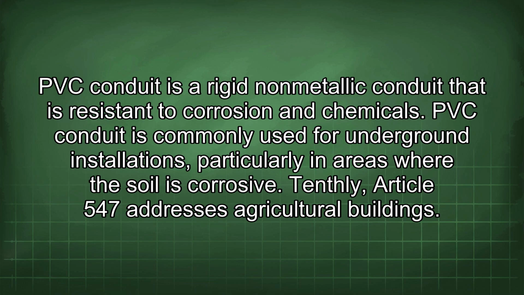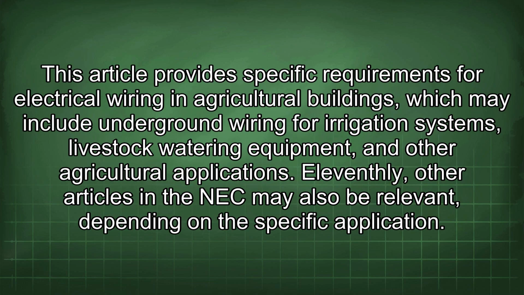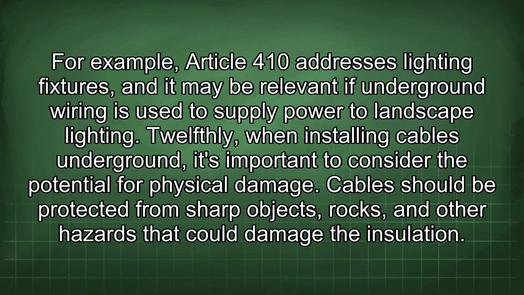Tenthly, Article 547 addresses agricultural buildings. This article provides specific requirements for electrical wiring in agricultural buildings, which may include underground wiring for irrigation systems, livestock watering equipment, and other agricultural applications. Eleventhly, other articles in the NEC may also be relevant, depending on the specific application. For example, Article 410 addresses lighting fixtures, and it may be relevant if underground wiring is used to supply power to landscape lighting. Twelfthly, when installing cables underground, it's important to consider the potential for physical damage.